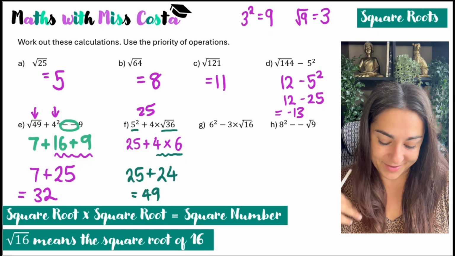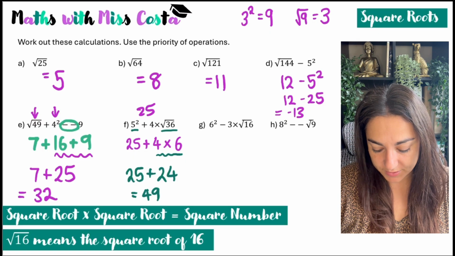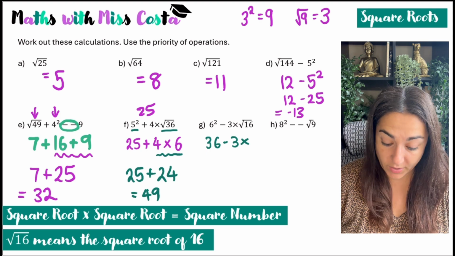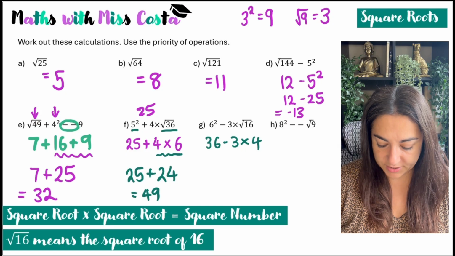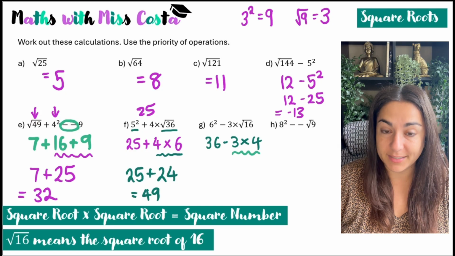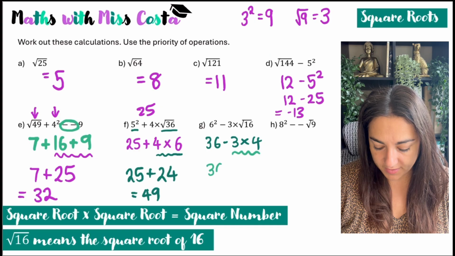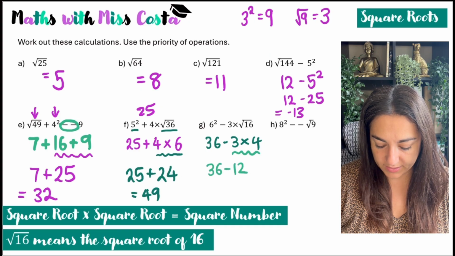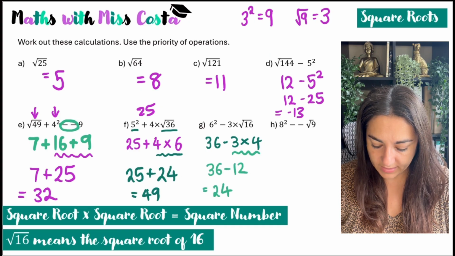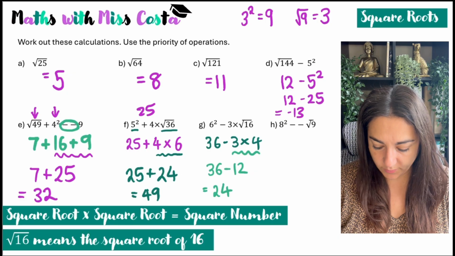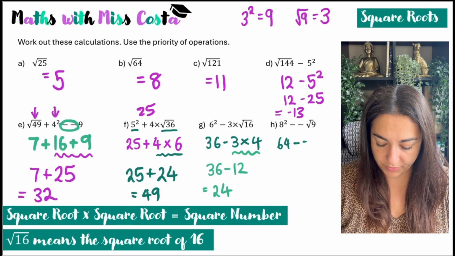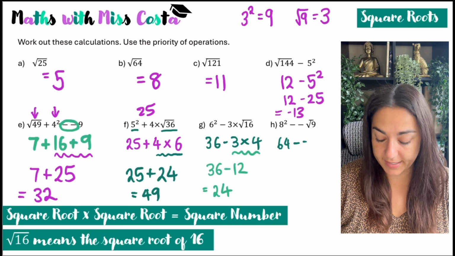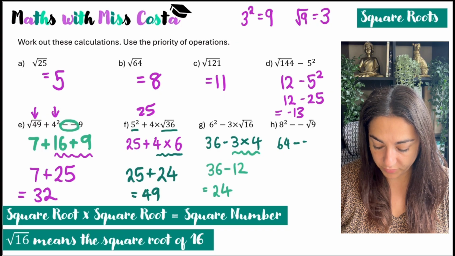Then another one. So I've got 6 squared, which is 36. Take away 3 times the root of 16. The square root of 16 is 4. So once again, let's look at what I need to do first. Well, multiplication comes first before subtraction. So it'll become 36 take away 12, which is 24. And the last question, I've got 8 squared, which is 64. Take away minus root 9. So the square root of 9 is 3.